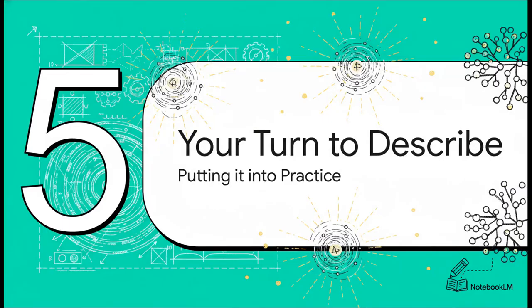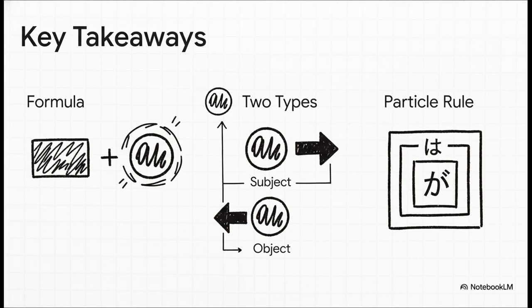So, there you have it. That's the complete toolkit. The basic formula, the two patterns for subject and object, and that golden rule for particles. You now have everything you need to start building these richer, more descriptive sentences all on your own. So let's just do a quick recap of the core ideas. First, remember the basic formula. Just attach a plain form sentence right before a noun. Then, you've got to figure out the noun's role. Is it doing the action or is it receiving the action? And finally, never ever forget that golden rule. Inside that descriptive clause, the subject always gets the particle ga, not wa.